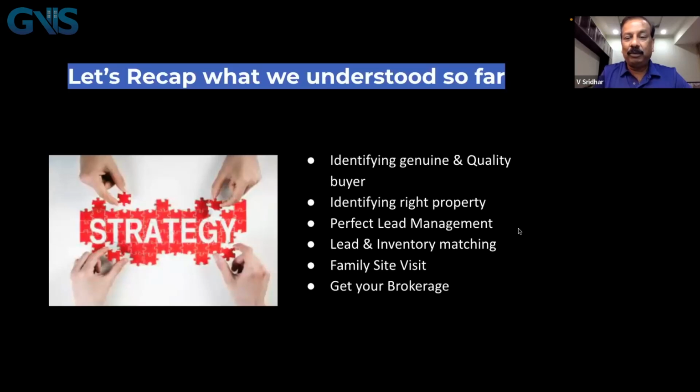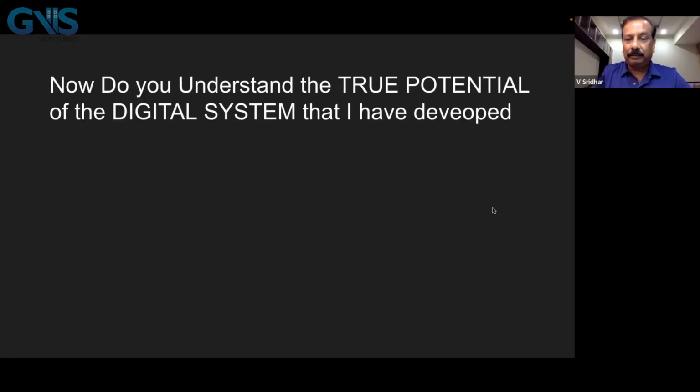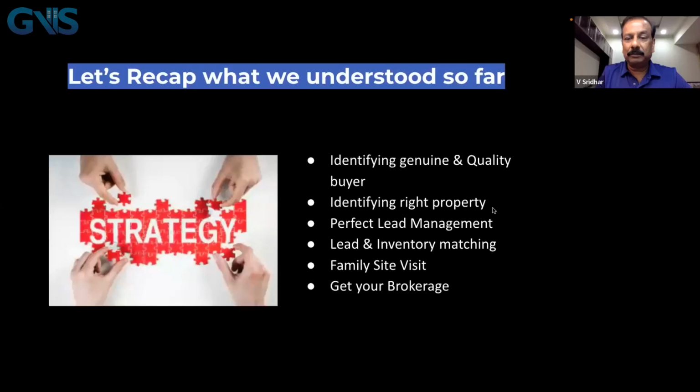Identifying genuine and quality buyer. Identifying right property, perfect lead management, lead and inventory matching, family site visit. Due to paucity of time, I've not told you how to get your brokerage. That's the only thing I missed out, which I'll cover in one of the free sessions that I may do later on. All these things are very important.